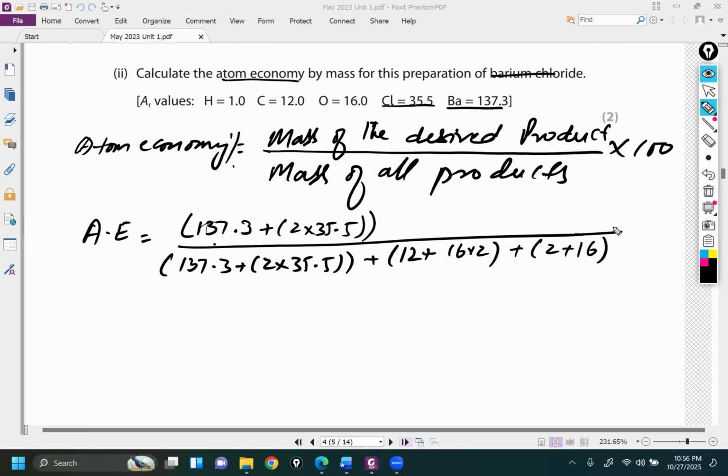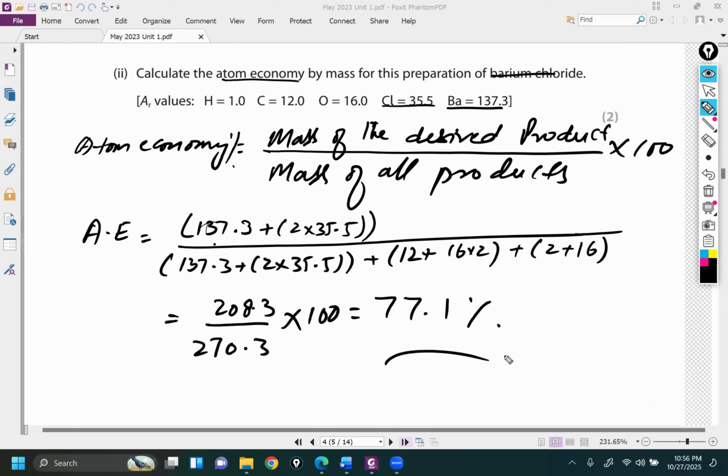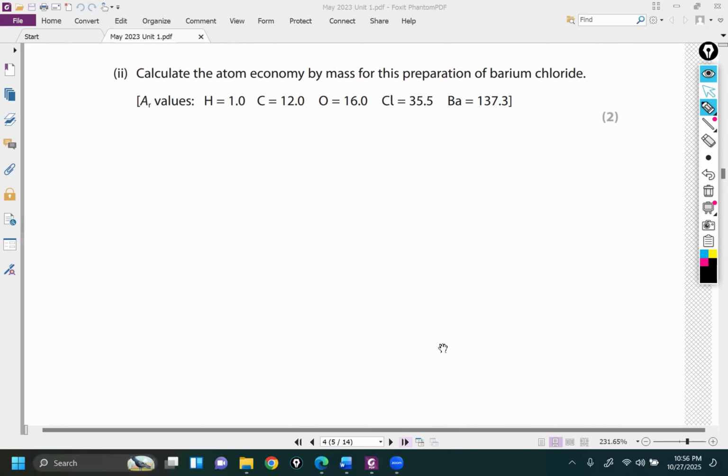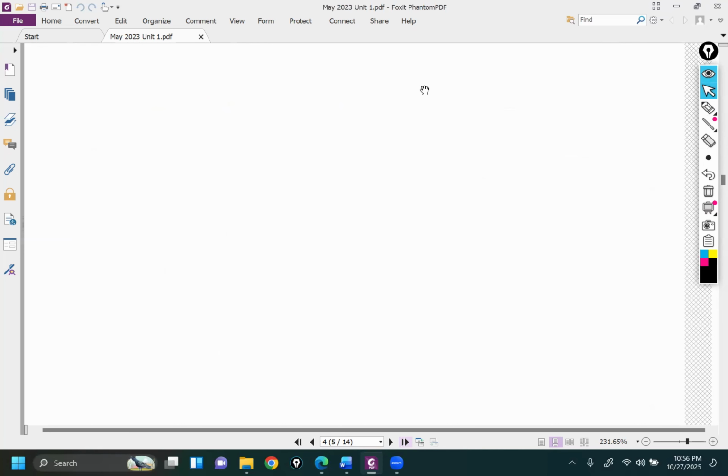So when you calculate this, you will get 208.3 divided by 270.3 times 100. And your answer will be 77.1%. This is a simple question. You can easily score these 2 marks by writing the formula and putting the values in it.